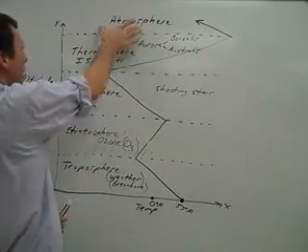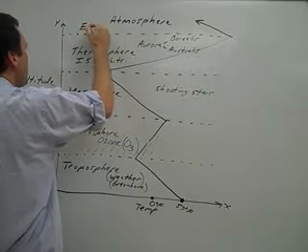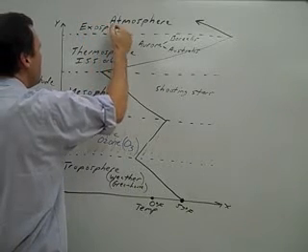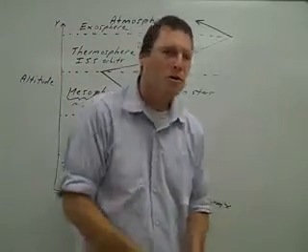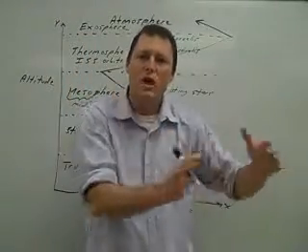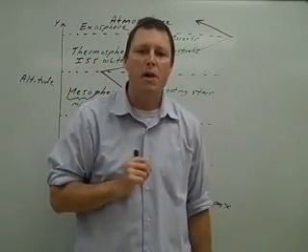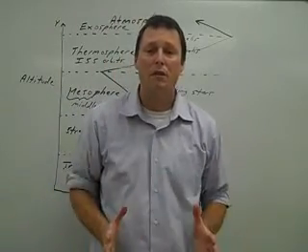Now, the outermost layer is going to be called the exosphere. And exo means outermost. This layer goes on and on and on until it sort of just blends in with outer space. And that's going to be it for the atmosphere.